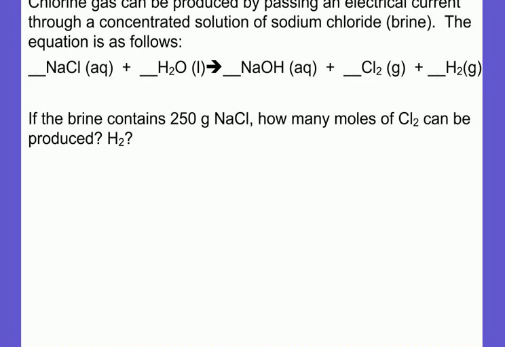But balancing, I see the chlorine is off, so I probably need a 2 over here. That means that I need 2 sodium hydroxides and actually 2 waters. Everything should be balanced on both sides. There's 2 sodiums, 2 chlorines, there's 4 hydrogens on both sides, and 2 oxygens, so we're good. So it's 2, 2, 2, 1, 1, balancing. So then from here, I just start with what's given to me, grams of sodium chloride.